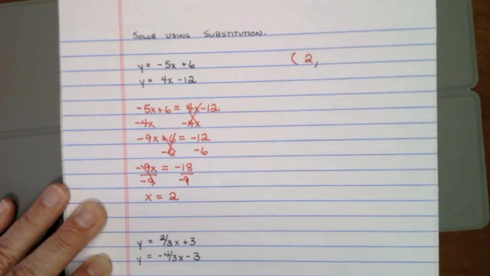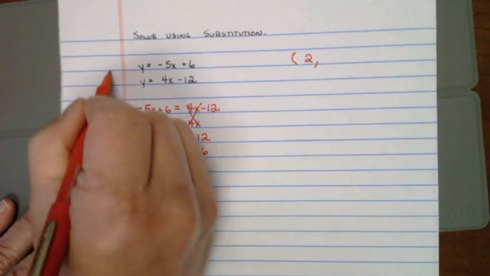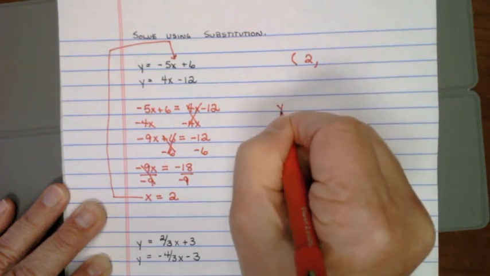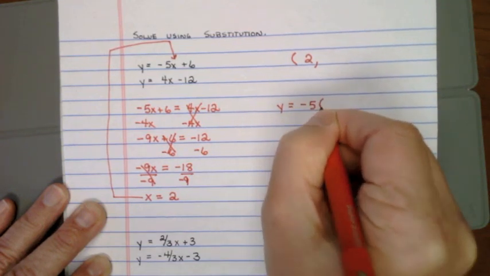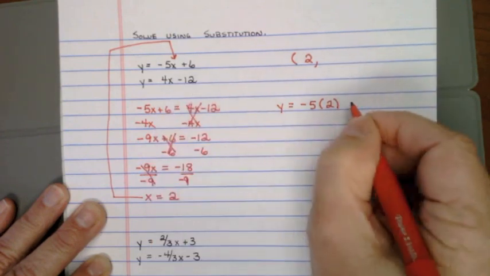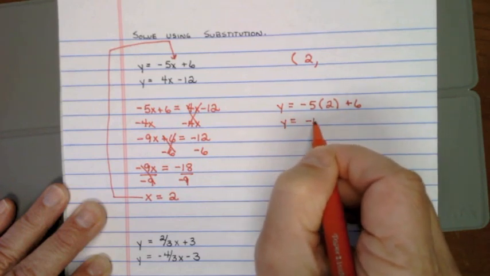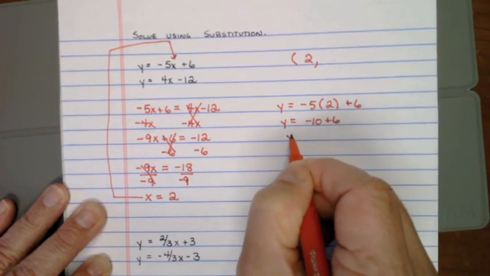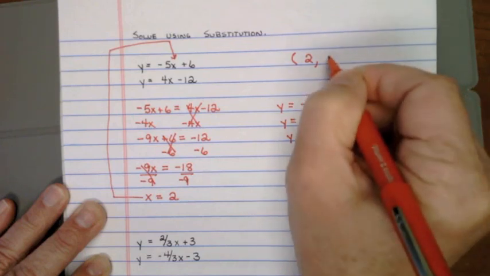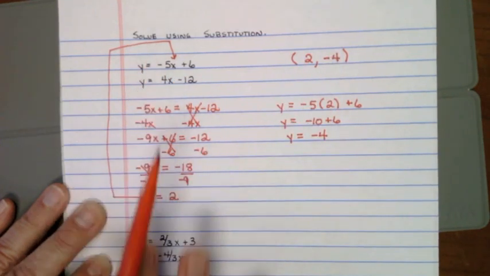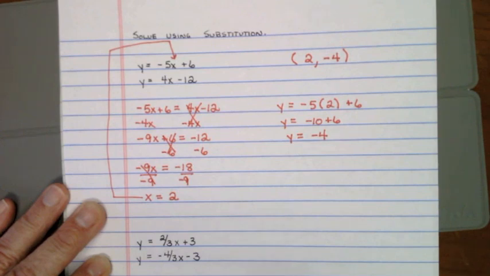I need to find out what my y coordinate is. The way I'm going to do that is I'm going to take that x and plug it into that top equation right there. Y is equal to negative 5, parentheses, 2, because I'm multiplying those together, plus 6. Negative 5 times 2 is negative 10, and negative 10 plus 6, my y coordinate is negative 4. My y coordinate is negative 4. This is the point these two lines intersect, and I was able to do that using algebra instead of having to use a piece of graph paper and graphing each one of those.